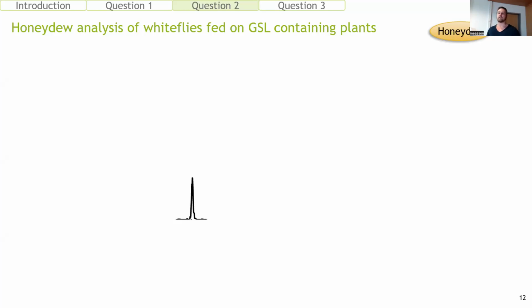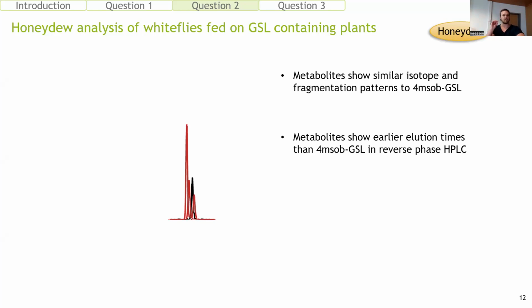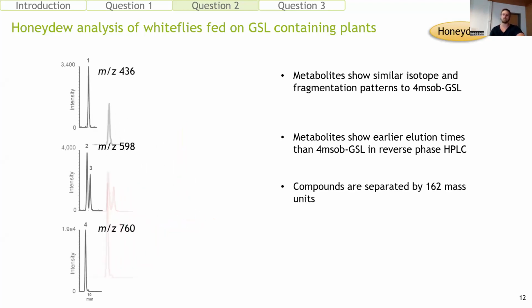But close to that, in clustering, there were features with a very similar isotope pattern and fragmentation pattern to 4-MSOB glucosinolate. When we looked a little deeper into them, we noticed that they were increasing in mass and having earlier and earlier elution times in a reverse phase HPLC system.